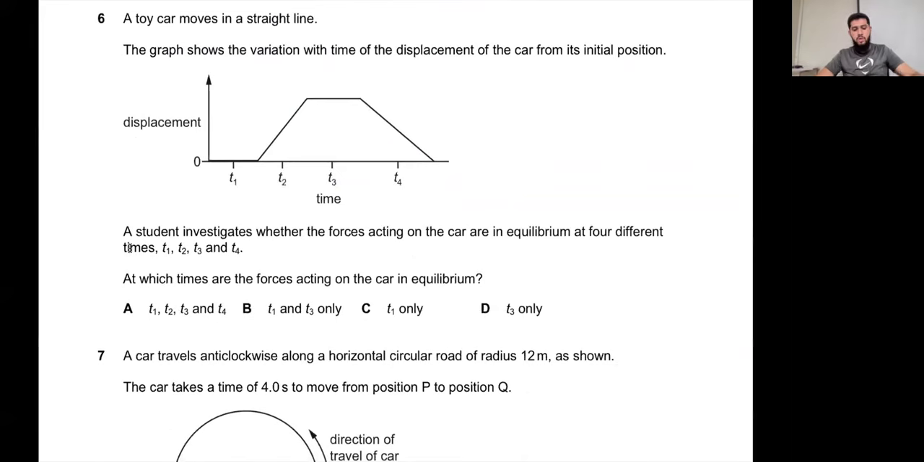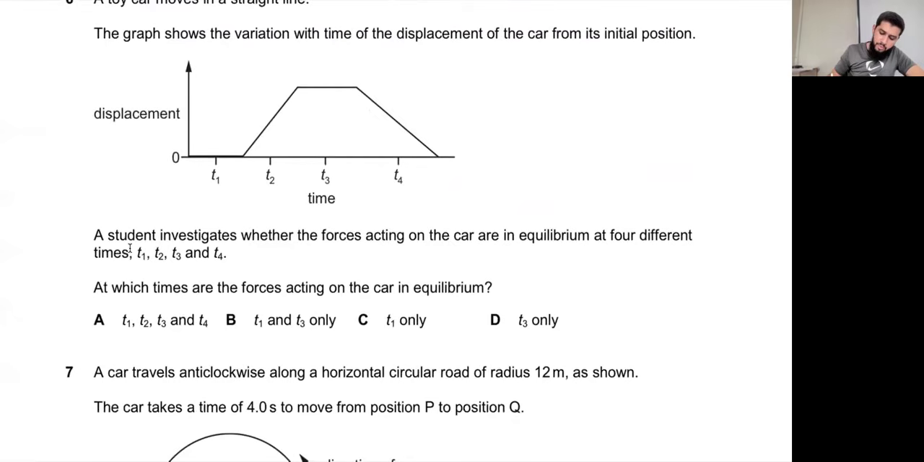Question number 6 says a toy car moves in a straight line. The graph shows the variation with time of the displacement of the car from its initial position. A student investigates whether forces acting on the car are in equilibrium at 4 different times, T1, T2, T3, and T4. At which times are the forces on the car in equilibrium?